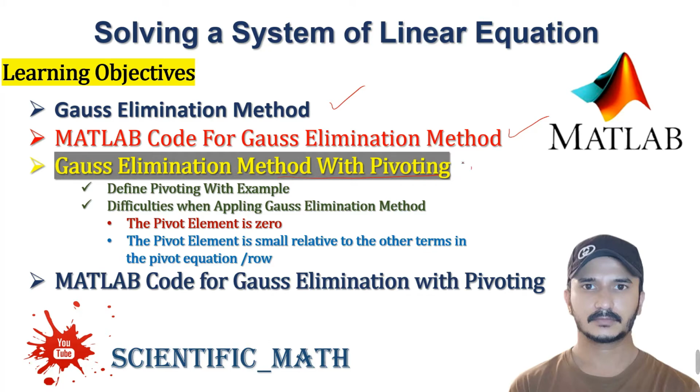And before we discuss the pivoting, we will discuss some difficulties that we face when applying the Gauss elimination method. That are, the pivot element is zero, and the pivot element is small relative to the other terms in the pivot equation or the pivot row. Okay, so in this video we will discuss these points: the definition of the pivoting with example, and the two difficulties which we face when applying the Gauss elimination method.